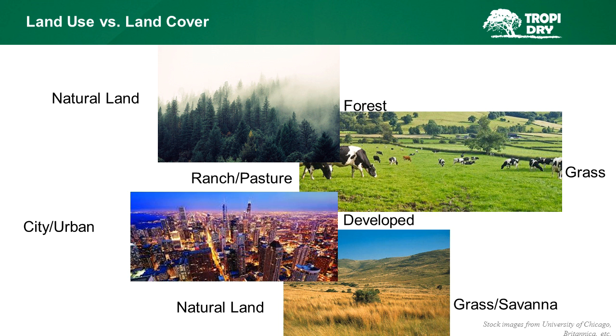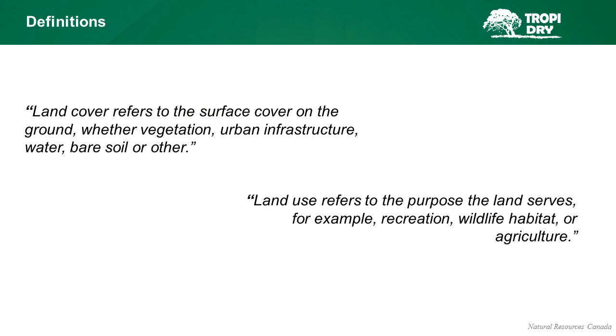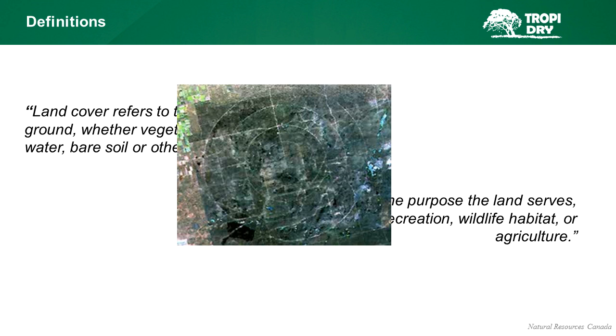This leads us to the definition of land use and land cover. Land cover is defined as what is on the land surface, while land use refers to the purpose that the land serves. As we saw in the previous slide, grassland could be natural or it could be managed or unmanaged pasture land. When looking at the satellite image, what can we tell?